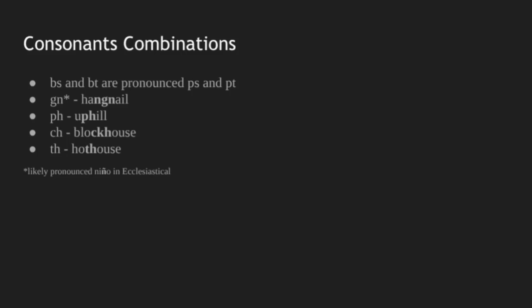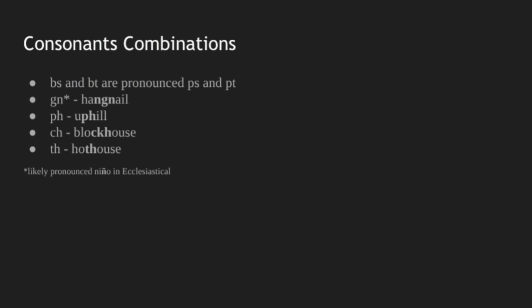Alright, before I start this video, I just want to say that there was something I completely missed in the last video regarding the combinations of certain consonants in Latin. Those would be BS and BT. Those are pronounced as PS and PT. For example, the word obstituo in Latin is actually pronounced obstituo.